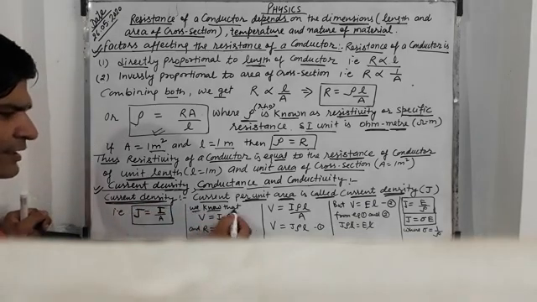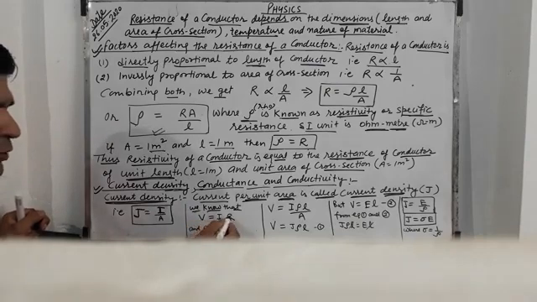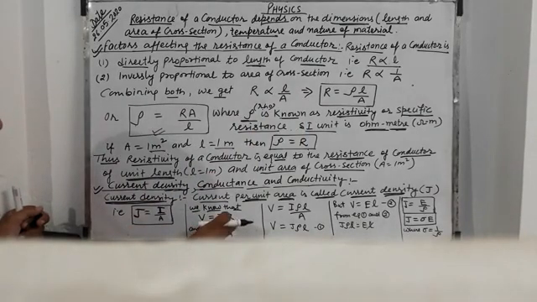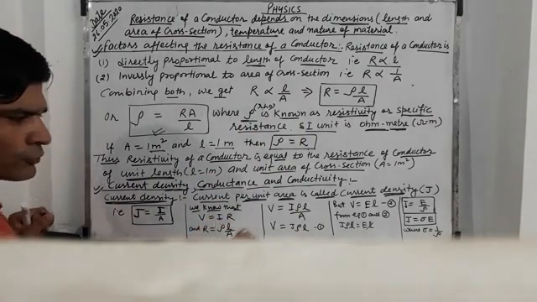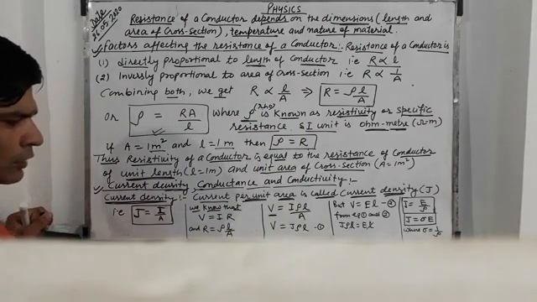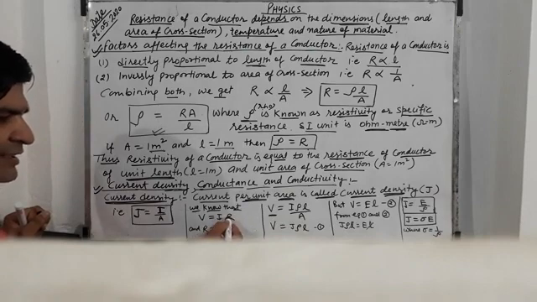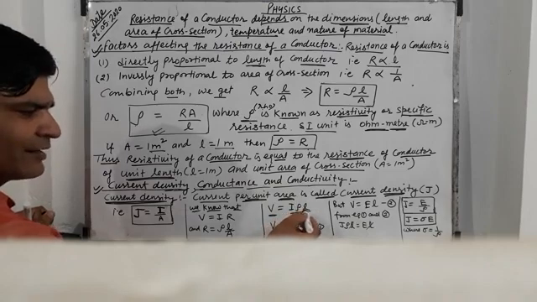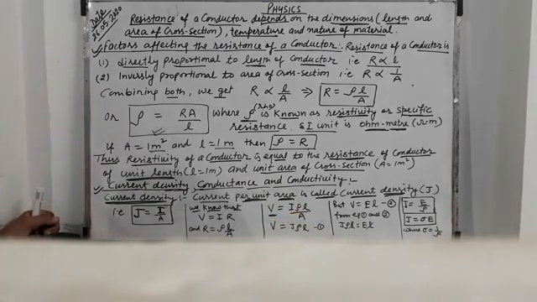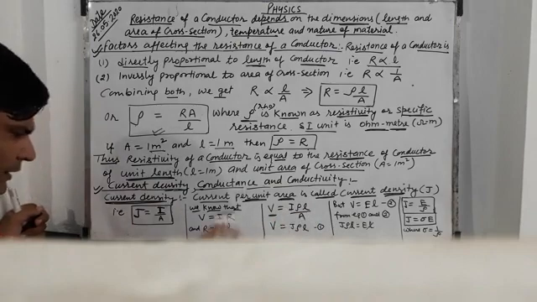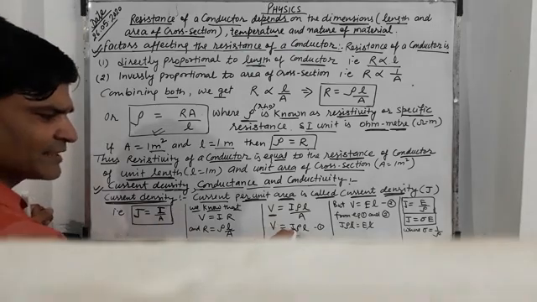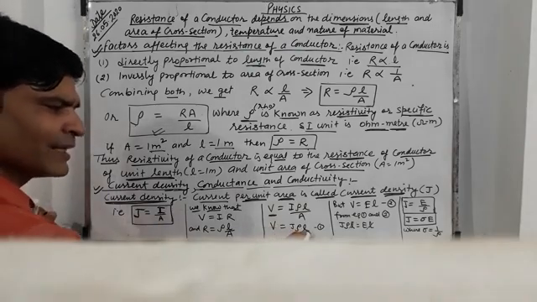Now we know that V is equal to IR, and R is equal to rho L upon A. So from both, putting the value of R in this equation, we get V is equal to I rho L upon A. But I upon A is J, the current density. So V is equal to J rho L.